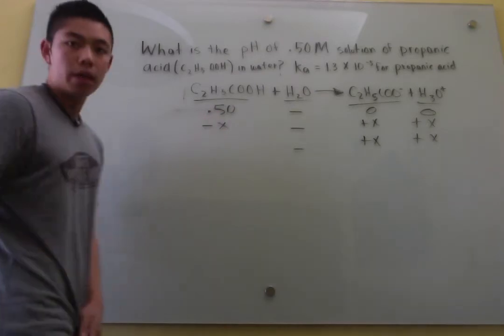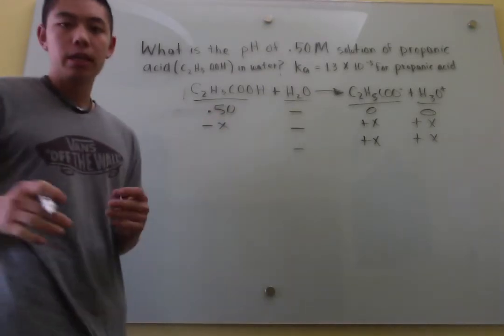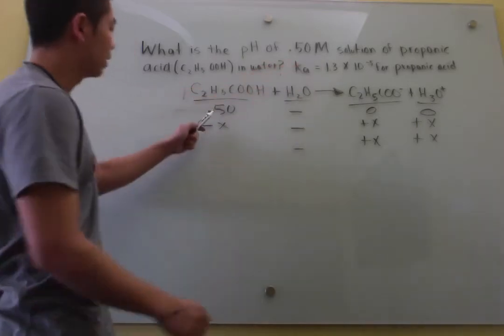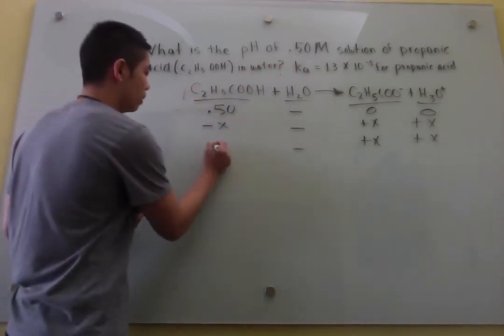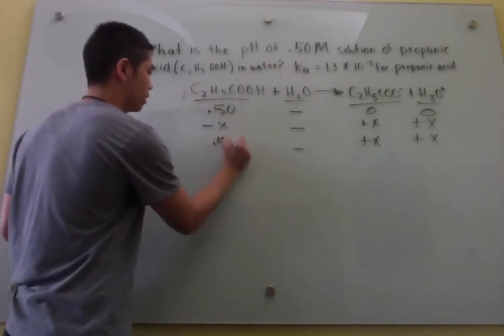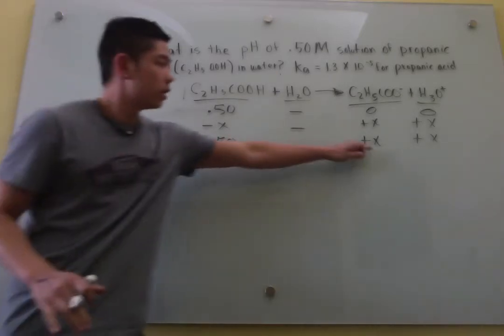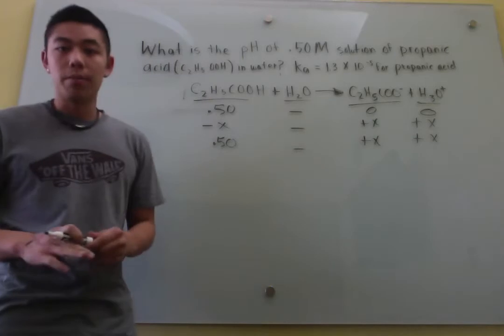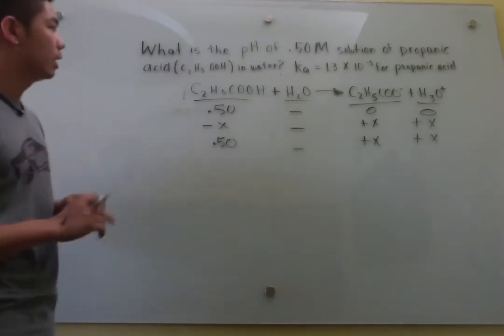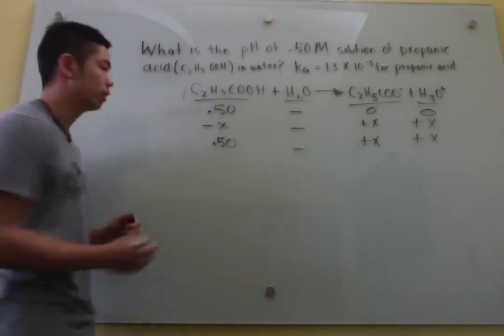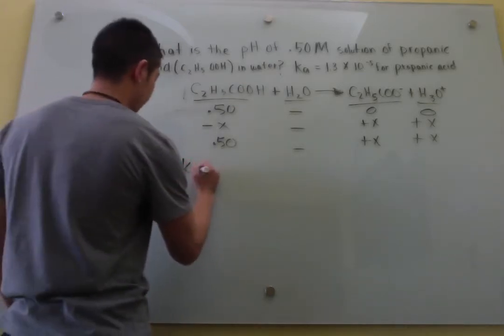And we know that because this number is so small, this number here is going to be the same. So it's just going to be equal to 0.50. And so now we have these three numbers at equilibrium, and we can set it equal to Ka, which is equal to 1.3 times 10 to the negative fifth.